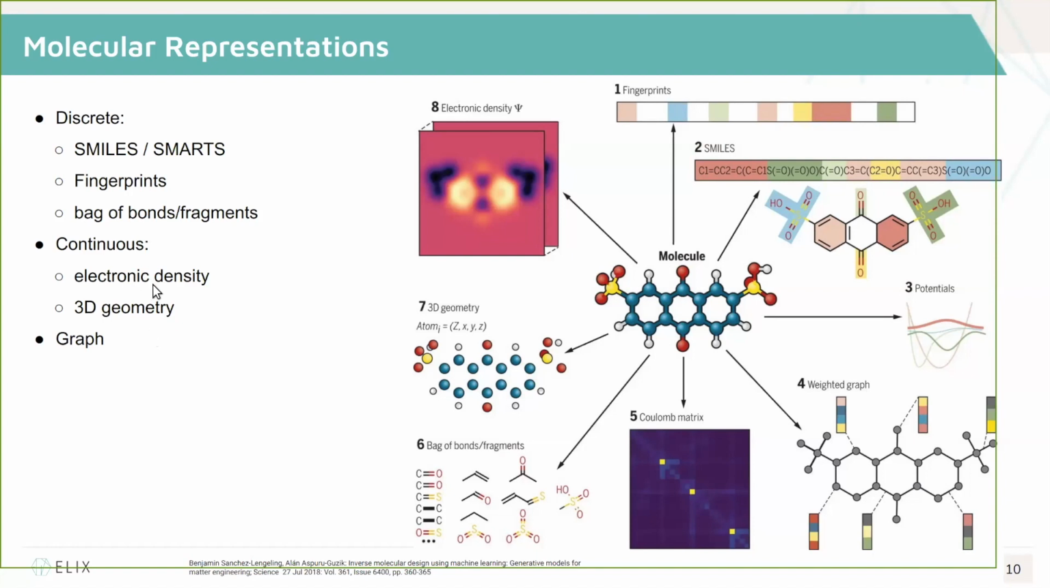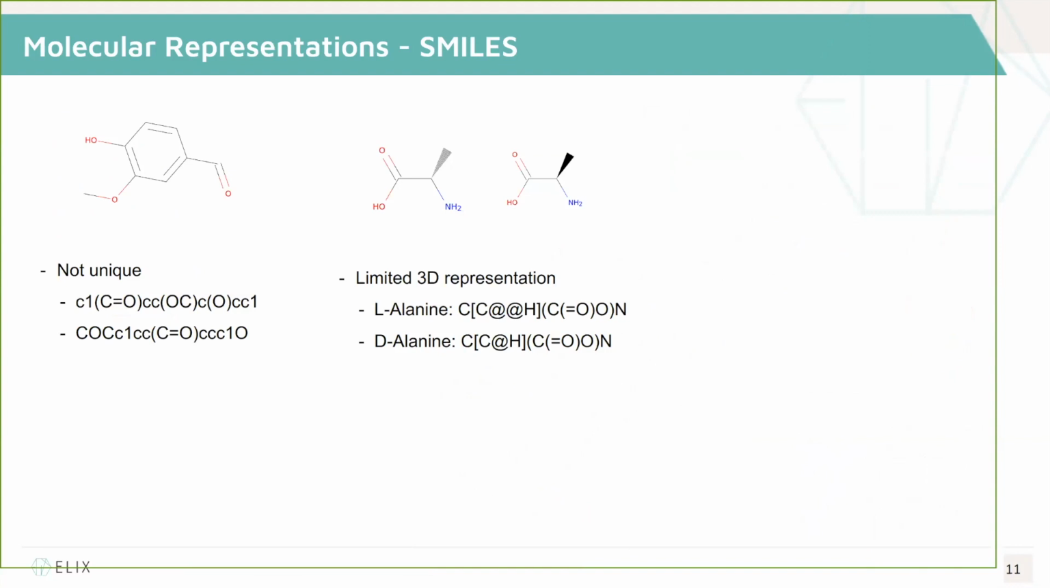In terms of continuous representations, we are usually talking about matrices. Well, 2D, sometimes 3D, but the representation is usually in the form of a matrix. So electronic density maps, maybe Coulomb matrices are some examples. And finally, graph representations have been very popular recently, and they very often outperform classical approaches. But we will get back to this a little bit later. For now, I'd like to go into a bit more detail on some of these representations, and I'll start off with SMILES strings.